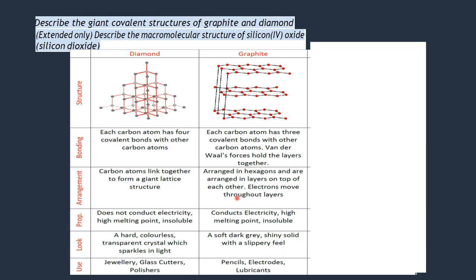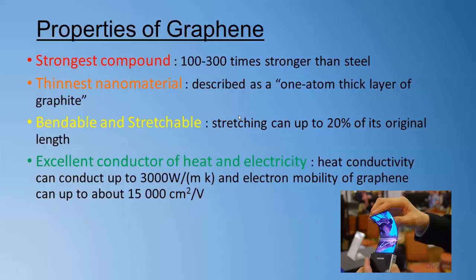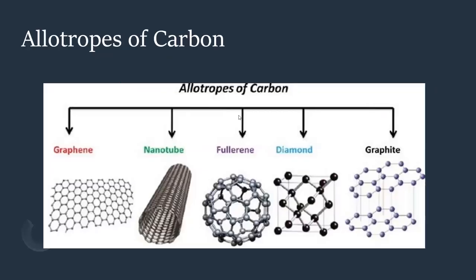The uses of diamond: it can be used for jewelry, glass cutters and polishers, whereas graphite can be used as a lubricant, in pencils, or as electrodes. So you have to learn the uses of graphite, diamond, as well as graphene. These are the three allotropes, but you don't have to learn all of them. You have to learn about graphene, diamond, and graphite only.